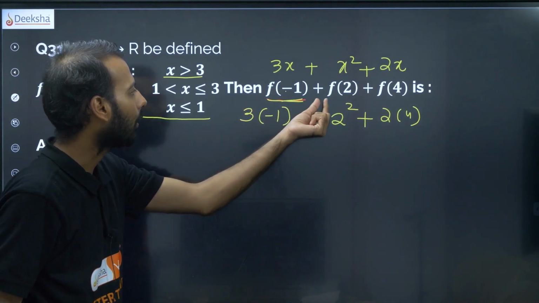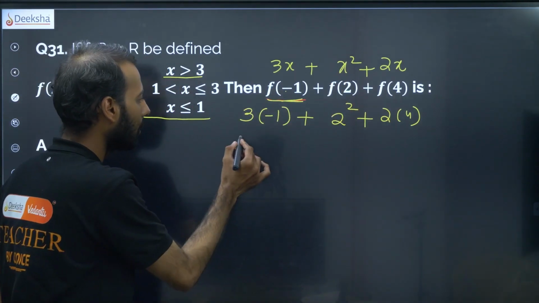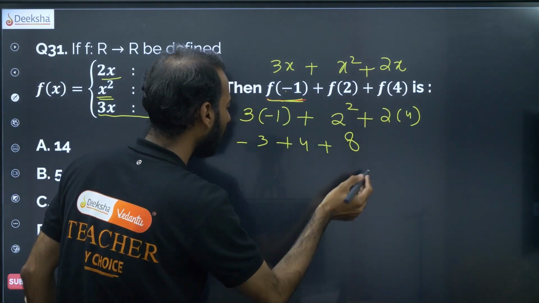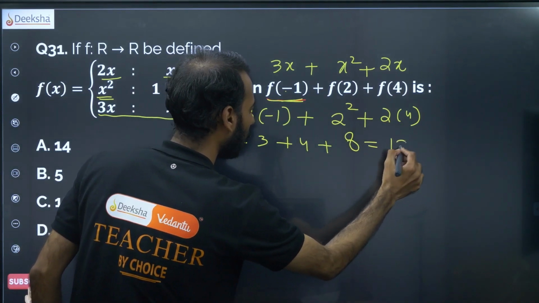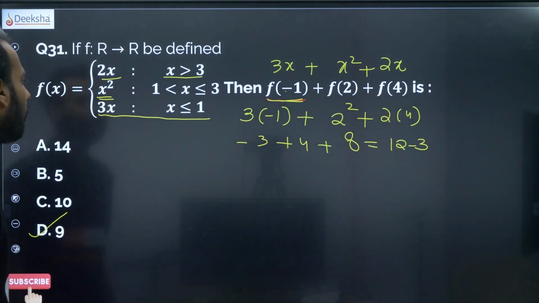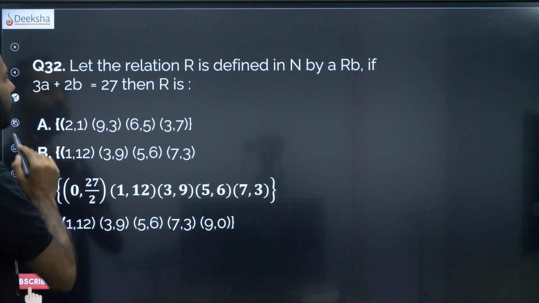So minus 1 minus 2 square. Next, negative 3, positive 4, 8, 4, 2, 4, 8. So 12 minus 3 is 9. Which is the answer? D is the answer. Next, moving on to the next question.